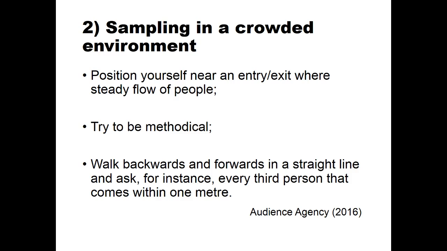However, there are some ways of making it easier to single out respondents from the crowd. The first is to position yourself near an entry or exit where there is a steady flow of people passing in one direction. You should try to be methodical. So, for example, you might want to choose a small central area and approach anyone entering that space. Finally, you might want to walk backwards and forwards in a straight line and ask, for instance, every third person that comes within 1 metre of you.